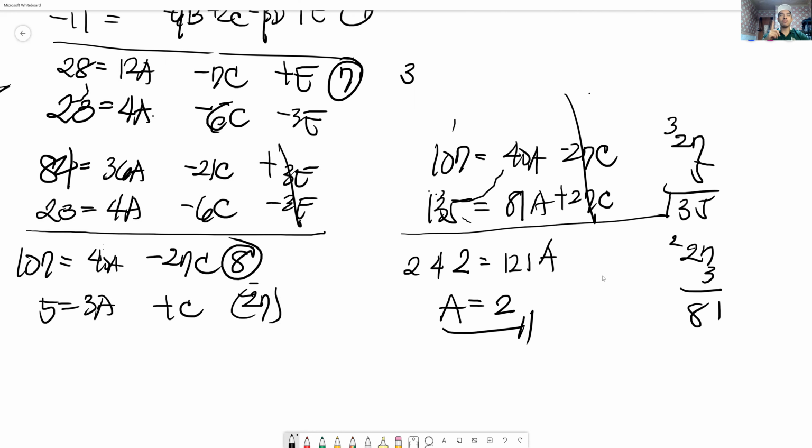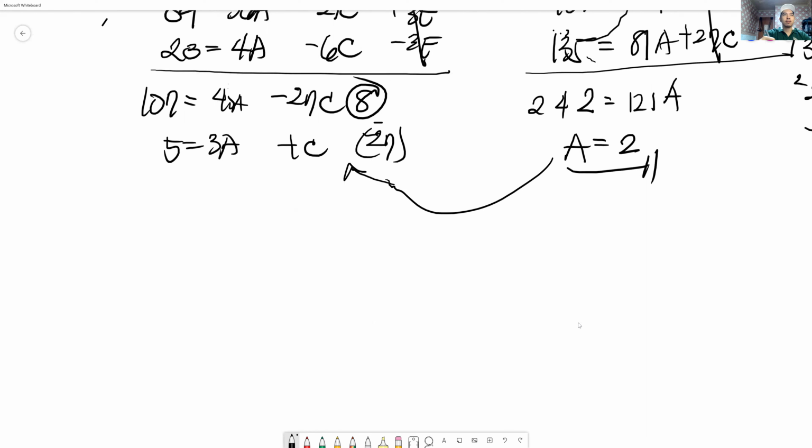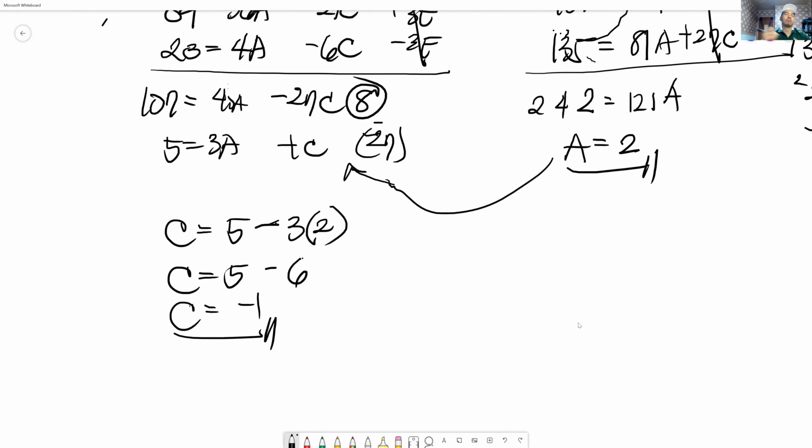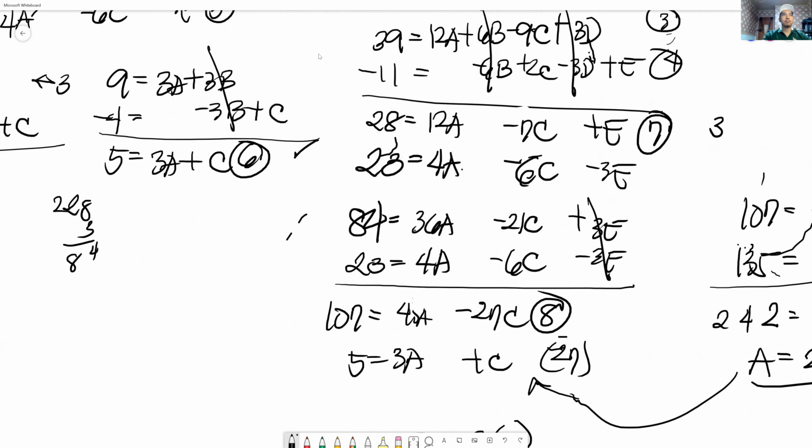Okay, we now have our letter A. We can now find letter C by substituting it in this equation. So that C would then be equal to 5 minus thrice our A, which is 2. So that our C is equal to 5 minus 6. So that our C is equal to negative 1. So we have A, we have C. We can solve our E.